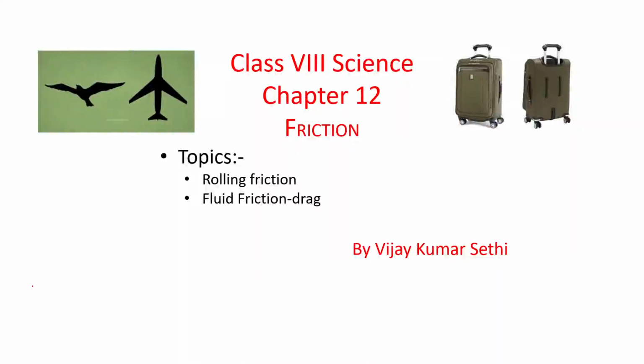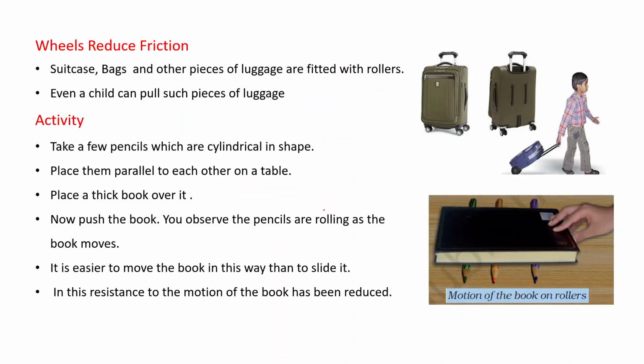Class 8 Science, Chapter 12 Friction, and in this video we will discuss rolling friction and fluid friction, that is drag. Wheels reduce friction. Suitcases, bags and other pieces of luggage are fitted with rollers. These are the rollers, and you are familiar, you are using these types of suitcases and bags. Even a child can pull such pieces of luggage, like a small child can pull it.